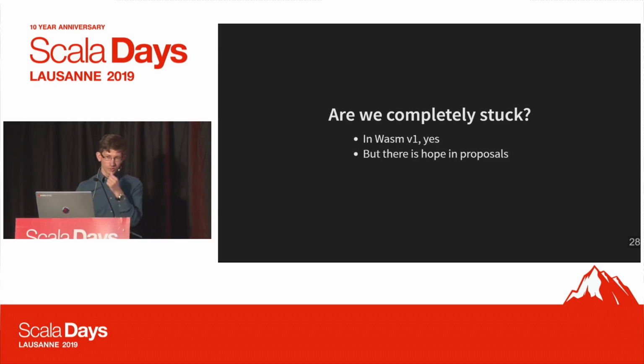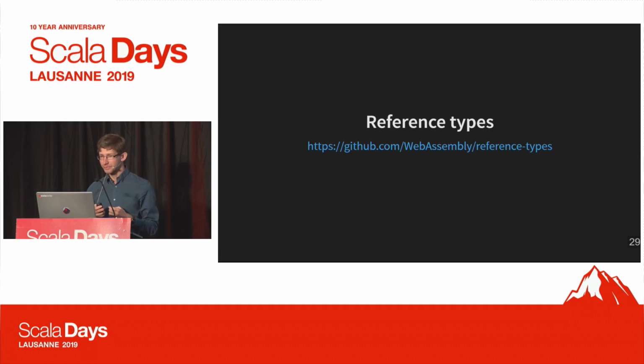Okay, so what could we do instead? Well, basically in WASM version 1, the WASM that is available today in your browsers, we are actually completely stuck. There is nothing we can do about it. So Scala.js is dead. But there is hope in proposals for future versions of WebAssembly. So now we start looking into the future of what might be possible.